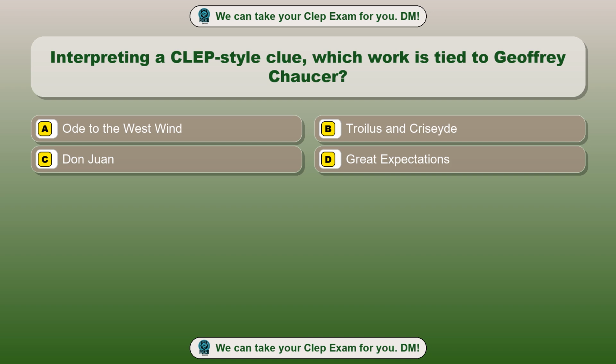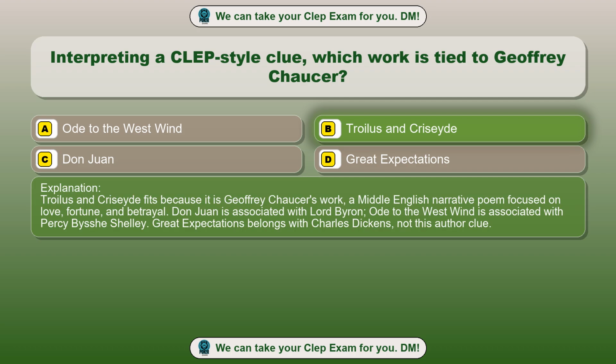Don Juan. Option D. Great Expectations. The correct answer is option B. Troilus and Cressida. Troilus and Cressida fits because it is Geoffrey Chaucer's work, a Middle English narrative poem focused on love, fortune, and betrayal. Don Juan is associated with Lord Byron, Ode to the West Wind is associated with Percy Bysshe Shelley. Great Expectations belongs with Charles Dickens, not this author clue.